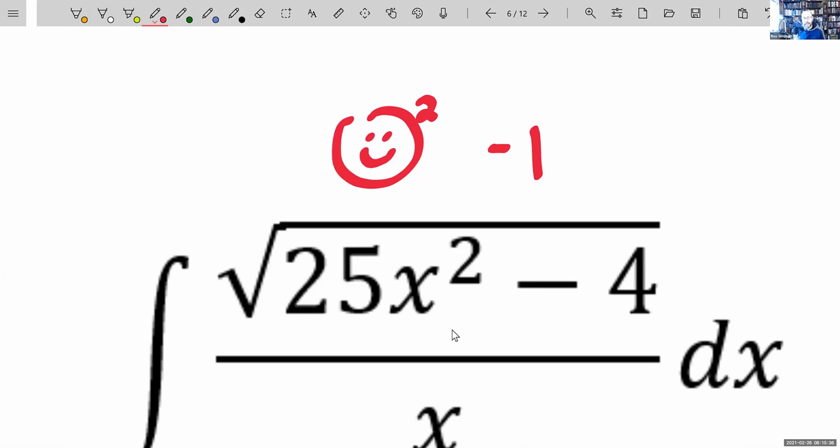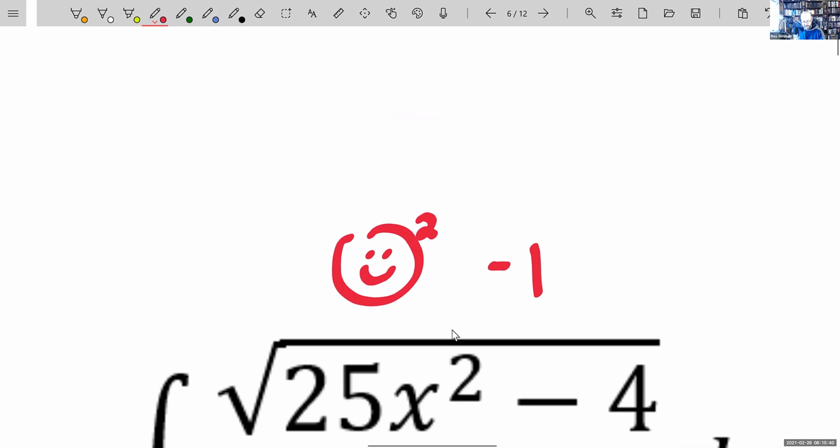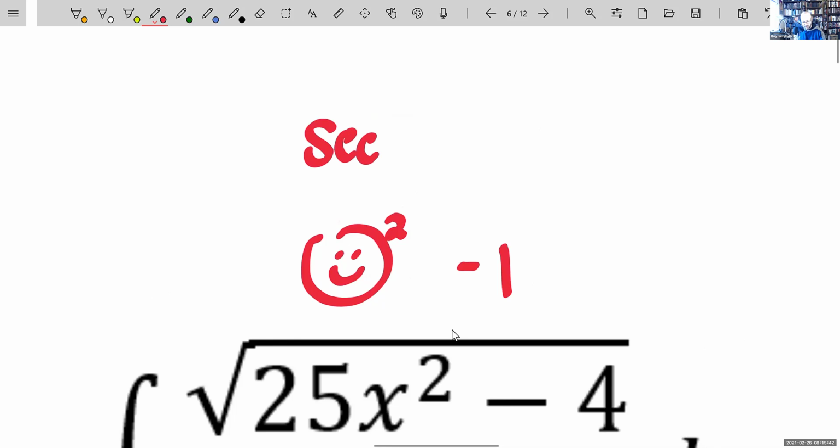So that trig identity is a secant squared minus 1. So I'm going to work with the secant. Whoops. Secant squared minus 1 is what I'm going to go for.